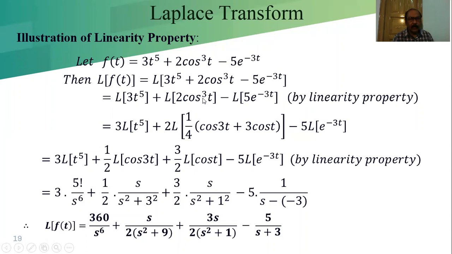For the Laplace transformation of cos cube t, we have to break it into a coefficient form. We cannot take the power. So when a power is there in a trigonometric function, we have to convert it to the coefficient of that. 2 is outside, and from that we can get 1 by 4 times cos 3t minus 3 cos t.